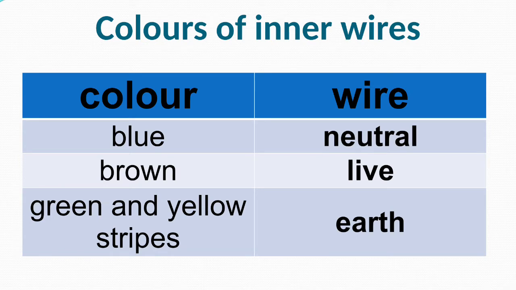Wires are colour-coded to make it easy to identify which is which. The live wire is the brown wire, which will be at 230 volts. The blue wire is the neutral wire, which will normally be at 0 volts. And there's also a third wire for most appliances, which is going to be green and yellow striped, and that is the earth wire.